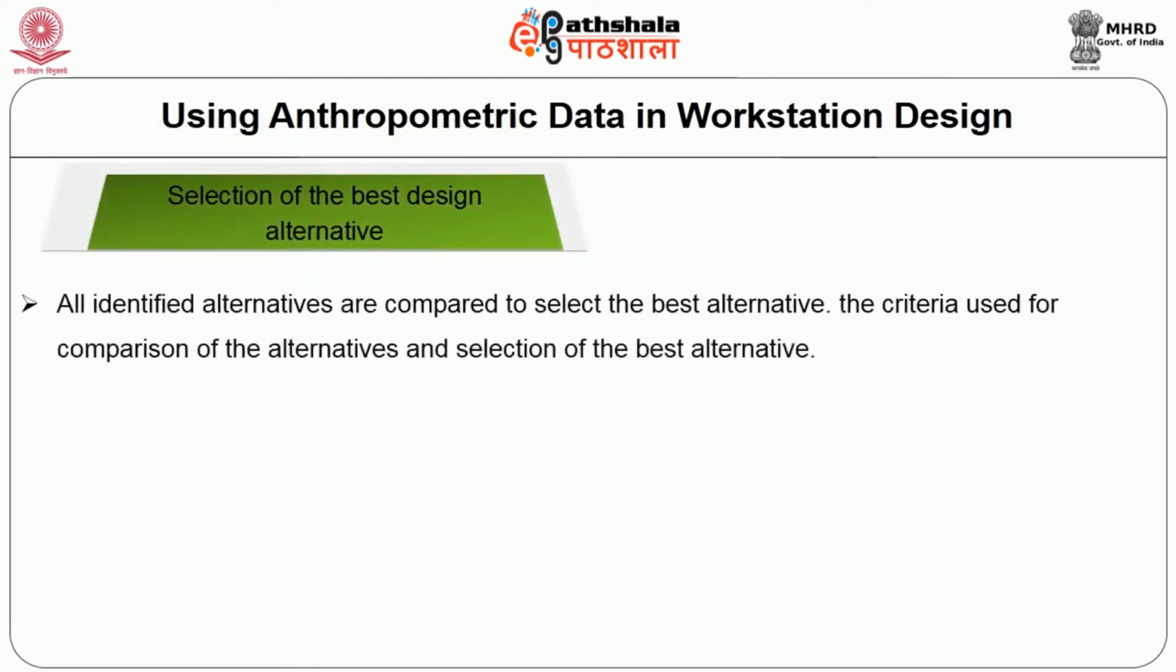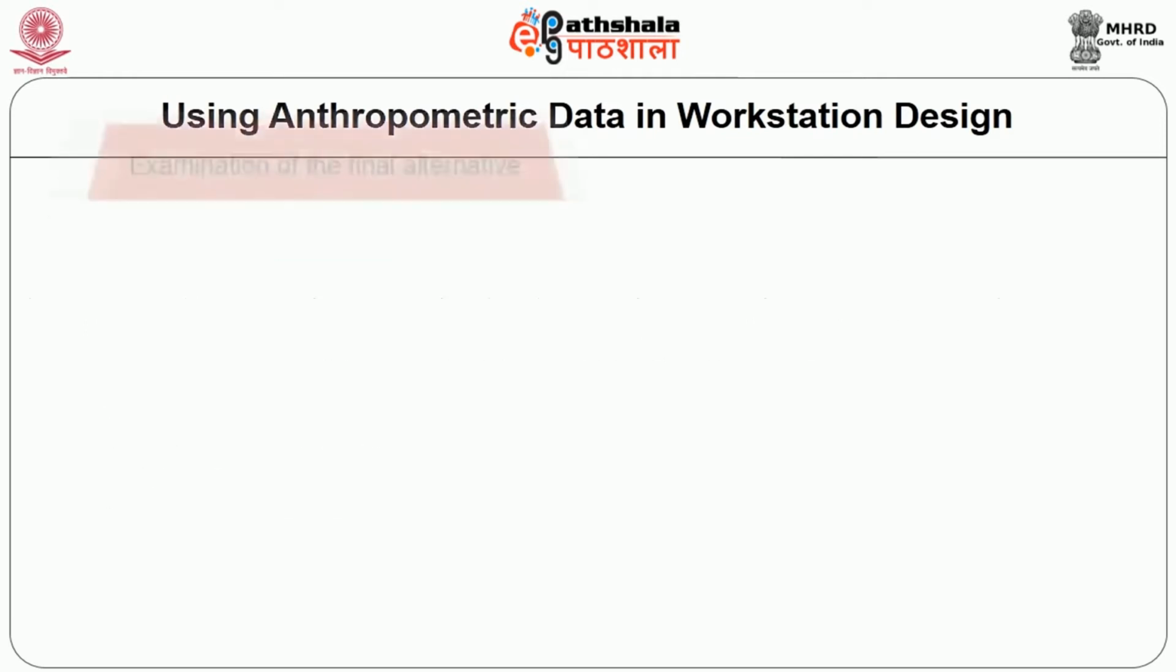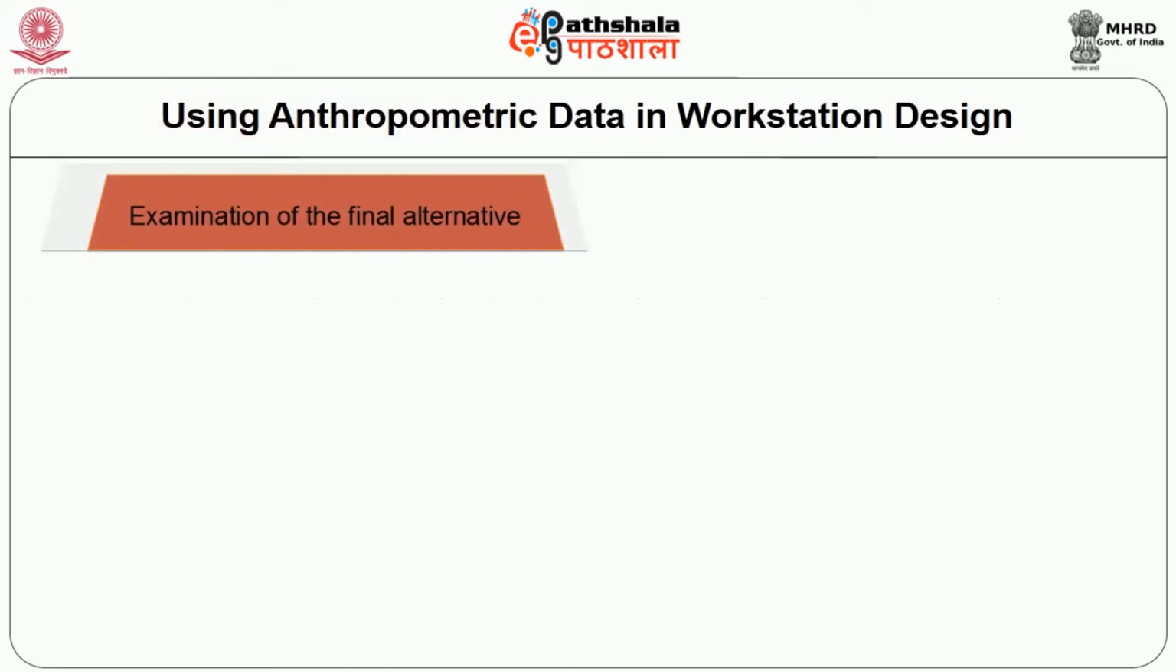All identified alternatives are compared to select the best alternative. The criteria used for the comparison of the alternatives and the selection of the best alternative should include economy of production, efficiency of operation, and ease of maintenance. The fourth one would be examination of the final alternative.